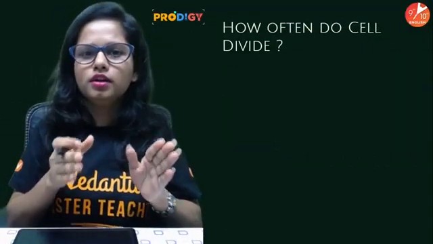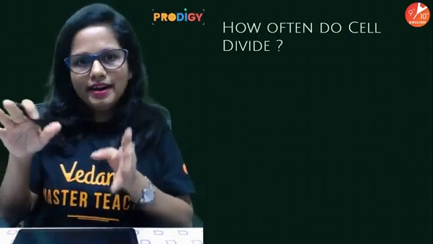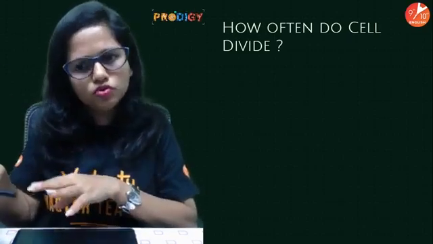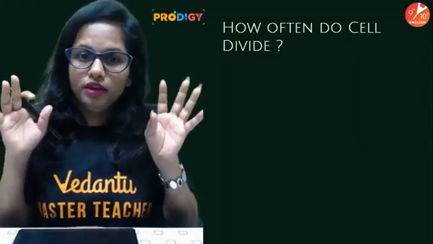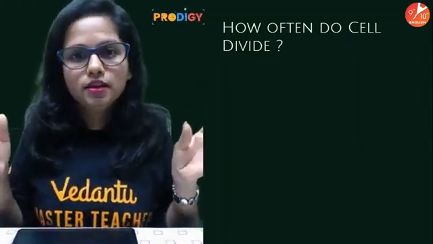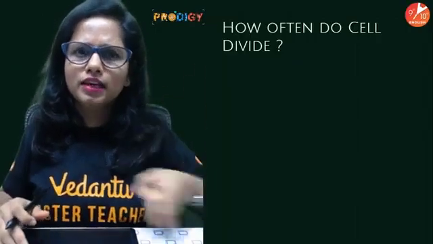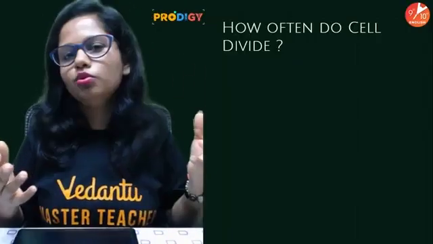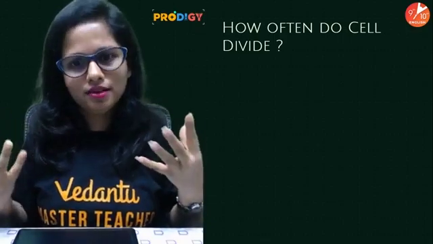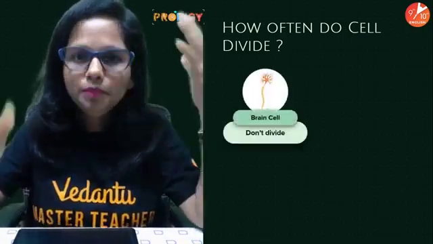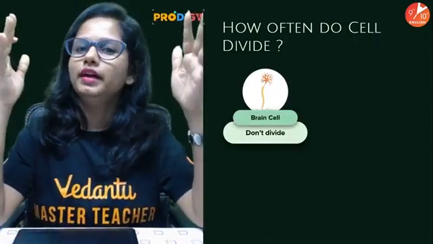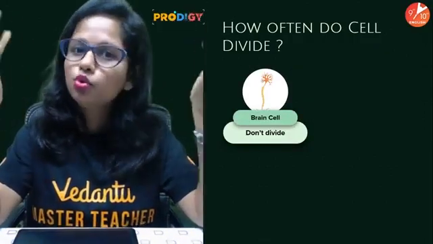Okay, as I told, some cells might take an exit and they may enter into the resting phase. So they may not divide that often. So if ever this kind of question is asked, how long the cell cycle will continue, will it go forever? No, it depends from cell to cell. For example, the brain cells, they don't divide. They lack centriole, they don't divide.